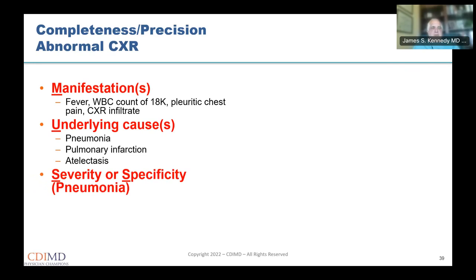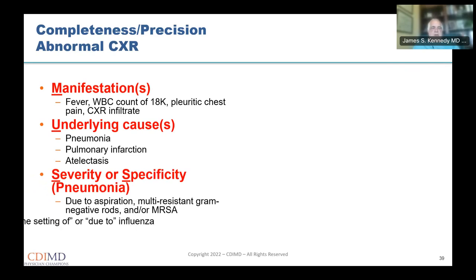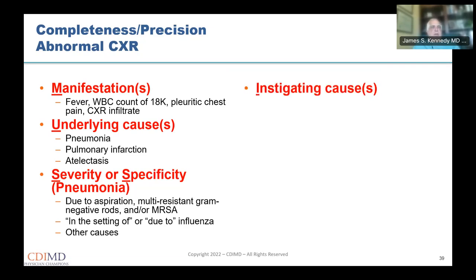Let's say that it is pneumonia. What is the organism that's involved in the pneumonia? Is it due to or in the setting of influenza or other causes? Unfortunately, for coding purposes, hospital-acquired, healthcare-acquired, community-acquired does not affect coding, since coding is organism-specific, not location-specific. So even if the doctor says nosocomial or healthcare-associated pneumonia, we're going to have to get additional specificity since the coding system is organism-driven. What instigated or precipitated the pneumonia?